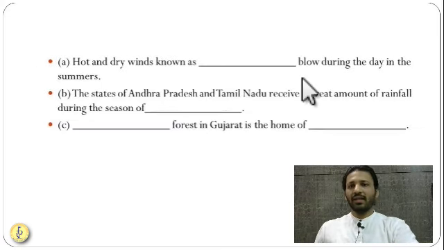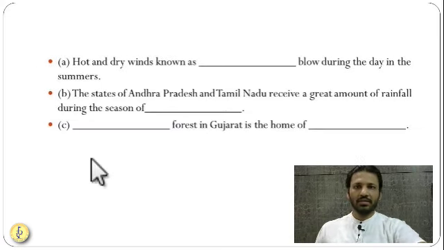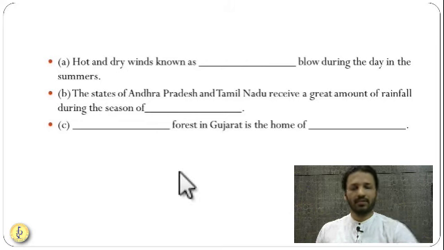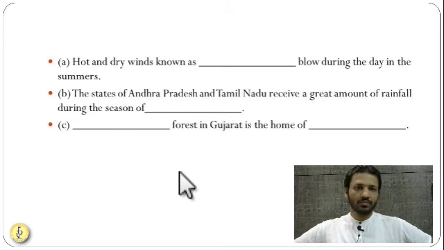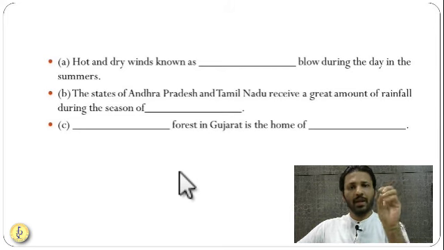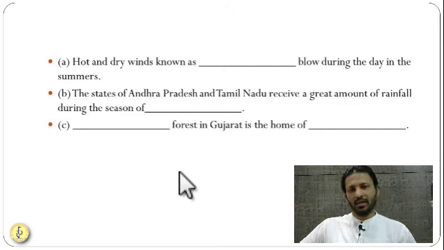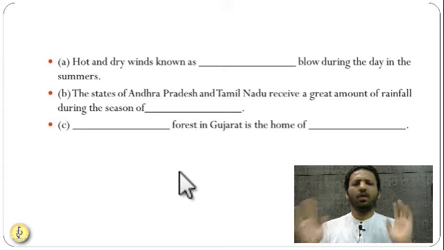Then there are some fill in the blanks. Hot and dry wind known as dash dash blows during the day in the summer. So these hot and dry winds are known as loo. This is a local wind. This is a pre-monsoon wind. Before the occurrence of monsoon in northern India, it gets very hot. When low pressure is being developed in northern India, winds start blowing from almost Pakistan up to Bihar. So this wind is very, very hot.